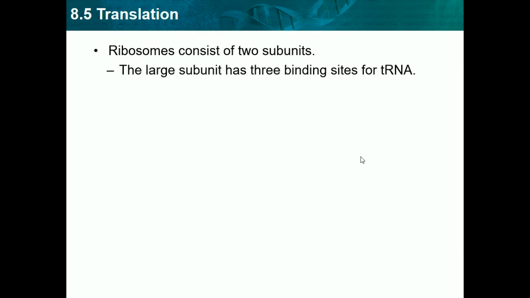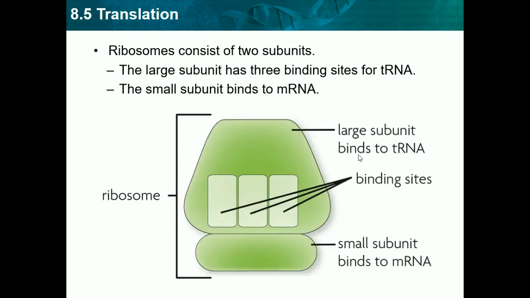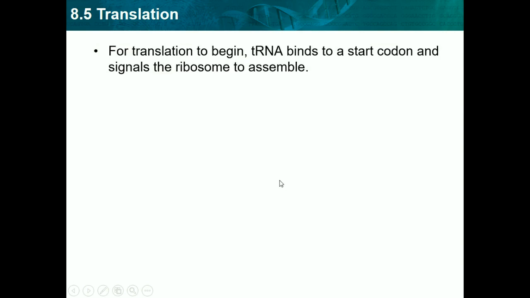So we'll see a picture of it. The large subunit has 3 binding sites for tRNA, and the small subunit binds mRNA. So here's our green ribosome here. We have the small subunit where mRNA basically just runs through like a conveyor belt. And at the large subunit, we have binding sites for tRNA. So the tRNA comes and sits in these sites and matches up their anticodons with the regular codons of mRNA. So for translation to begin, tRNA binds to a start codon and signals the ribosomes to assemble.